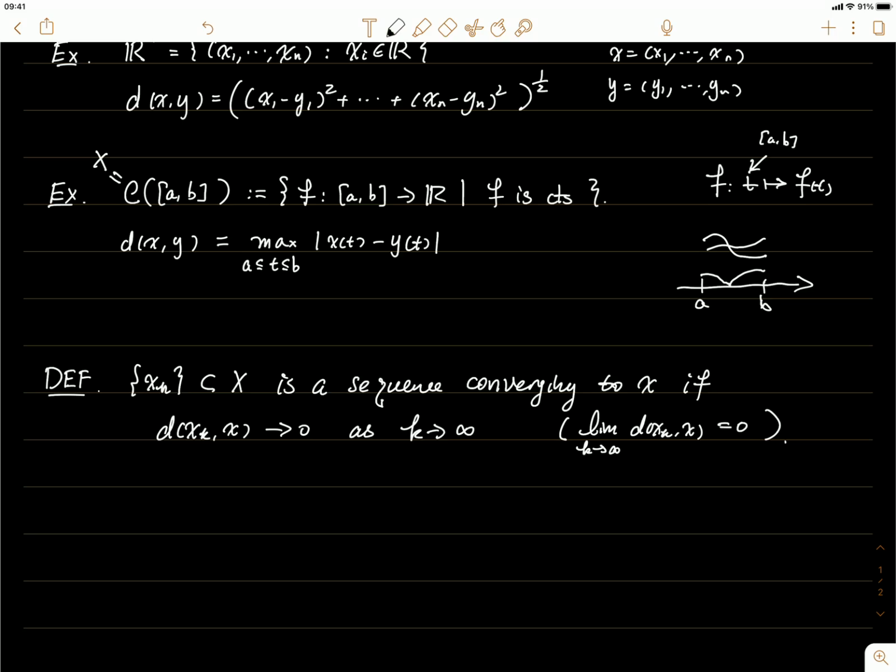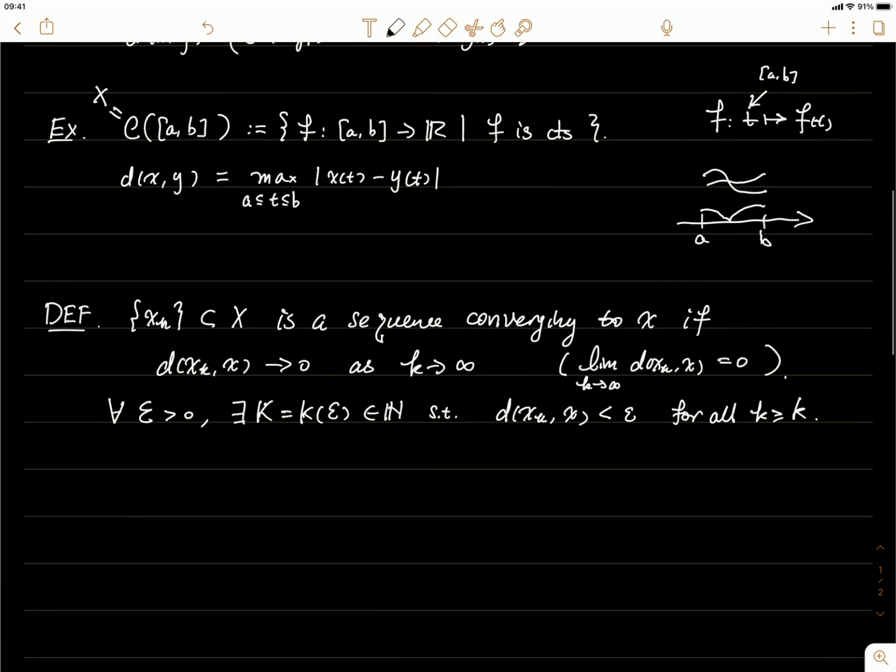And we know that the formal definition is to use the epsilon delta language, which says that for any epsilon, there exists an integer K, and this integer should depend on the epsilon, such that the distance between xk and x is less than epsilon for all k bigger than or equal to this K. So that's what I mean by a sequence converging to x.